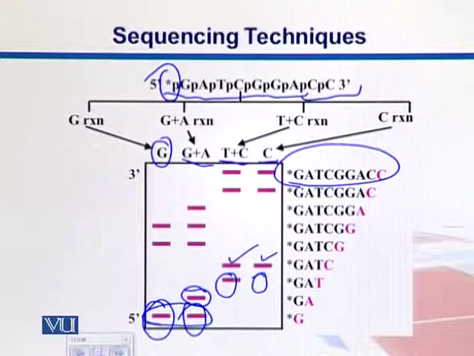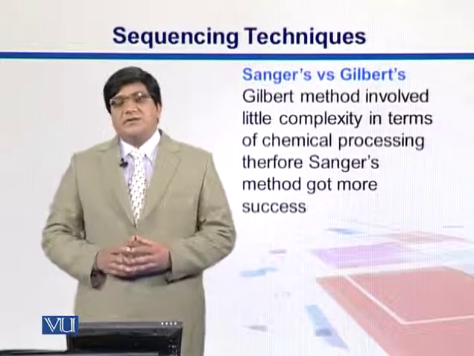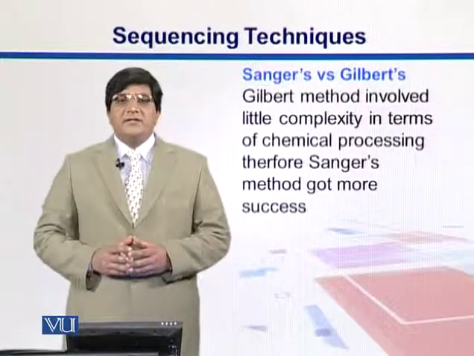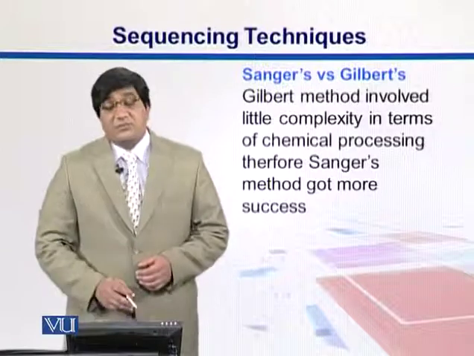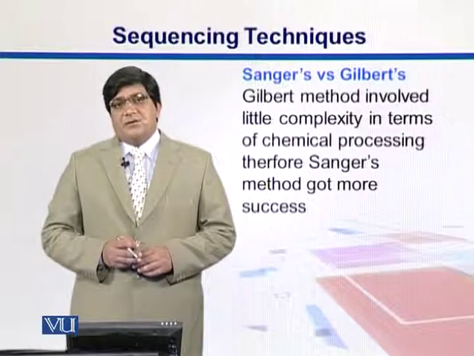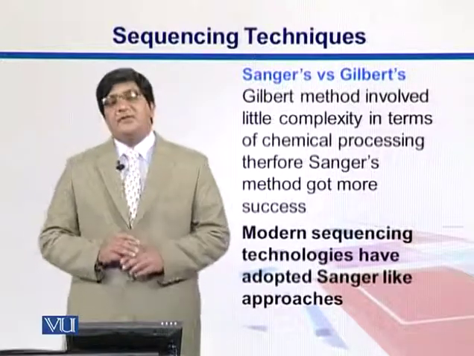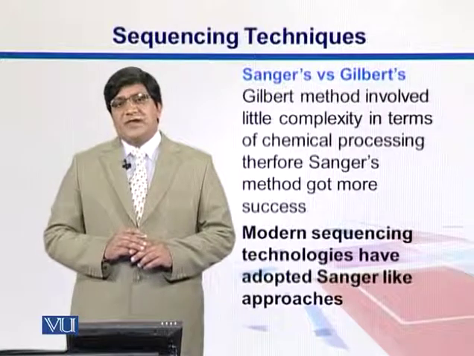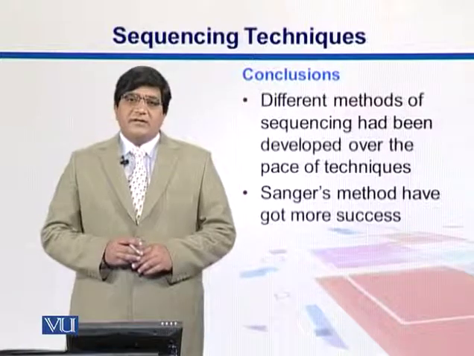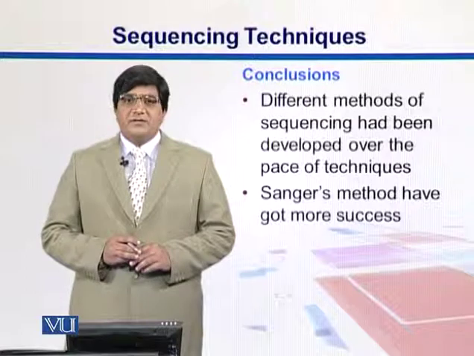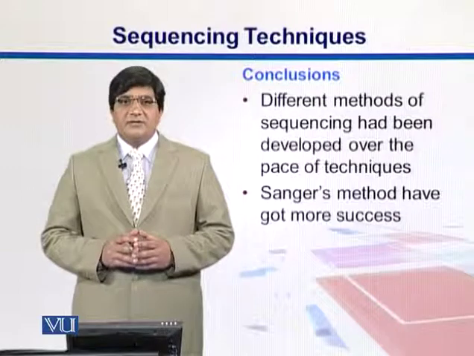So the Gilbert method involved a little bit of complexity in terms of these chemical modifications as well as these degradation procedures. There are also critiques about the use of some chemicals which are carcinogenic, so it did not get more success, whereas the Sanger method got more success in terms of its use and publicity. Modern day sequencing techniques are mainly using Sanger's method with some modifications. So there we have seen that there are different methods of sequencing which have been developed. We presented Sanger's and Gilbert's, and among them we see that the Sanger method has got more success.